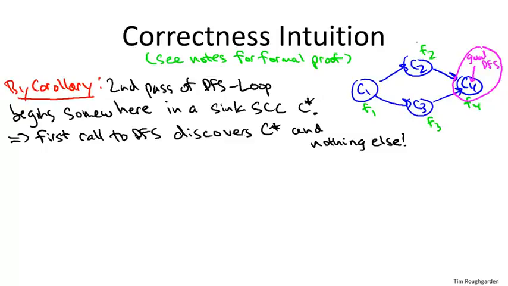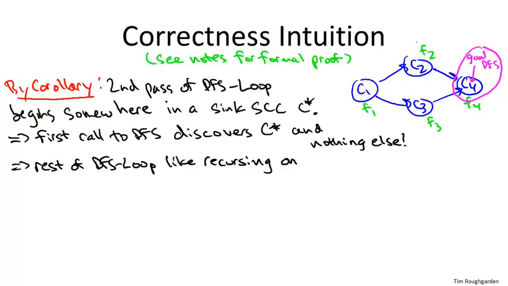So the way to think about that is when we proceed with the rest of our for loop in the DFS loop, it's as if we're starting afresh. We're doing depth-first search from scratch on a smaller graph, on the residual graph: the graph G with this newly discovered strong component C star deleted. So in this example on the right, all of the nodes in C4 are dead to us, and it's as if we run DFS anew just on the graph containing the strong components C1, C2, and C3.